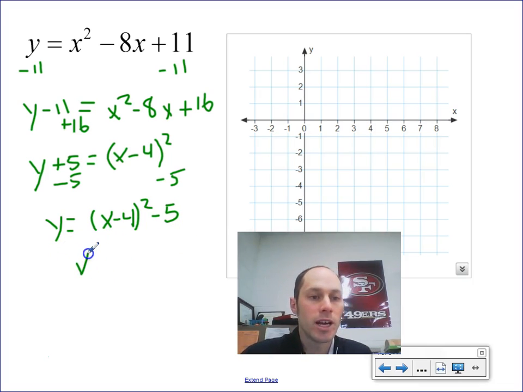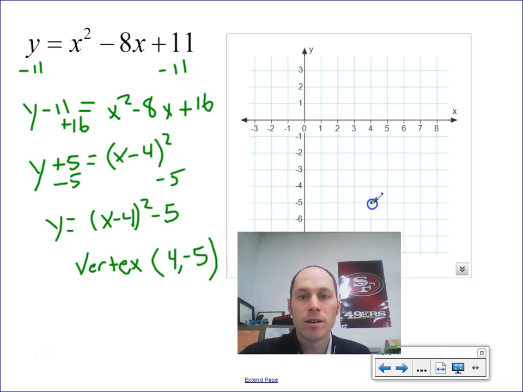So now I know my vertex has to be, well, what would it be? HK. So the vertex will be 4, negative 5, because 4 minus 4 is 0. So 4, negative 5 means my axis of symmetry is x equals 4. Now all I've got to do is find my y-intercept. Well, my y-intercept, I can look back at my standard form equation, is 11. That's way up here.